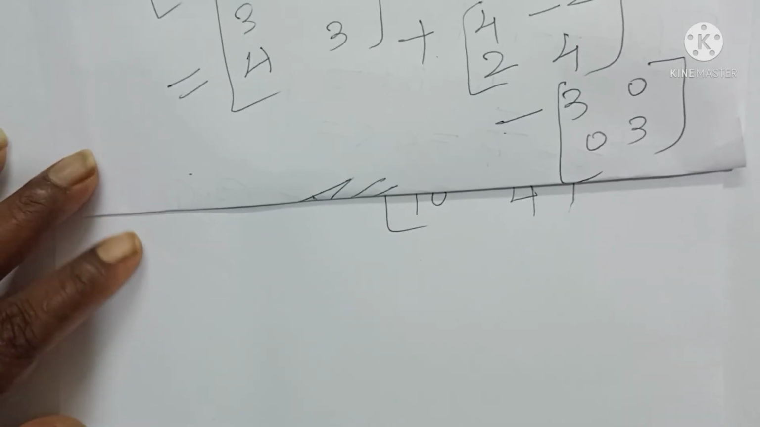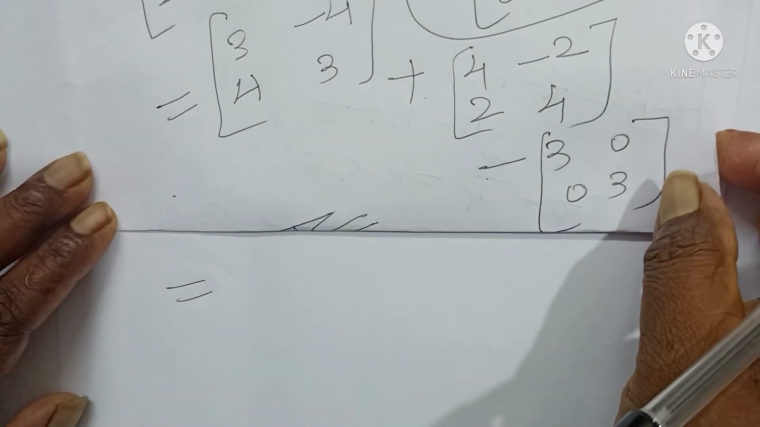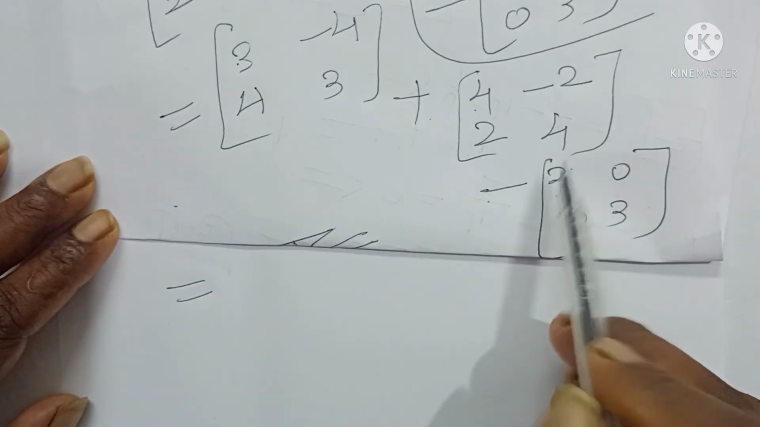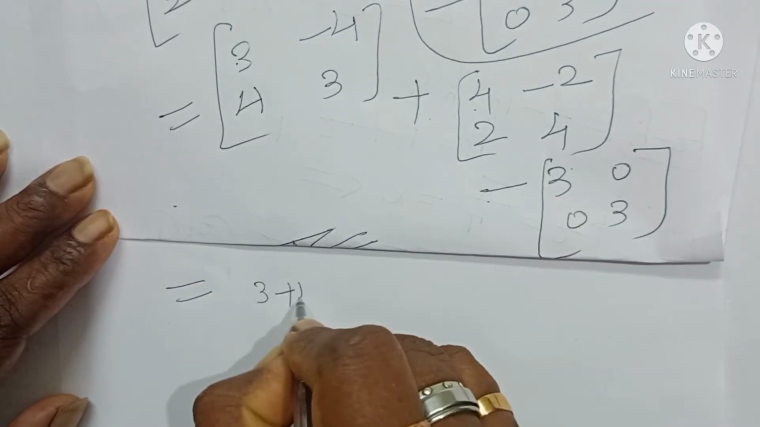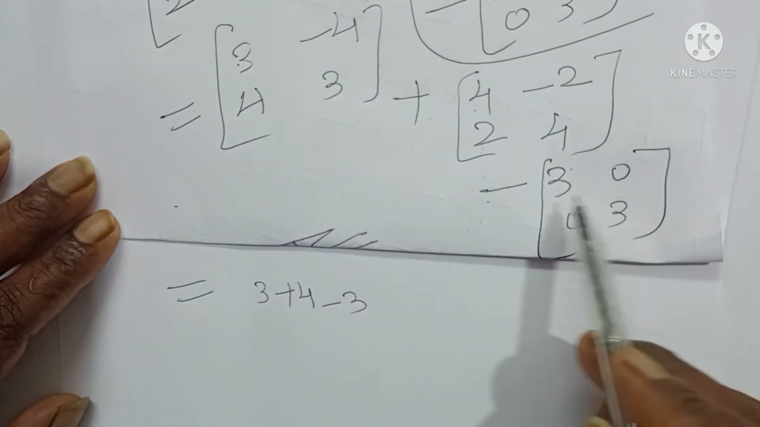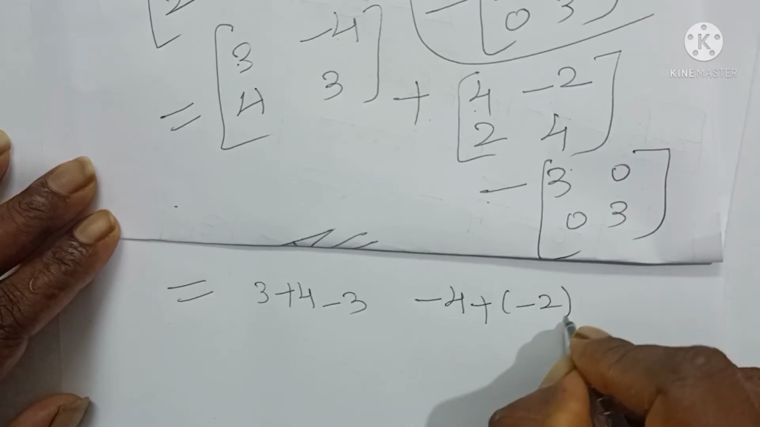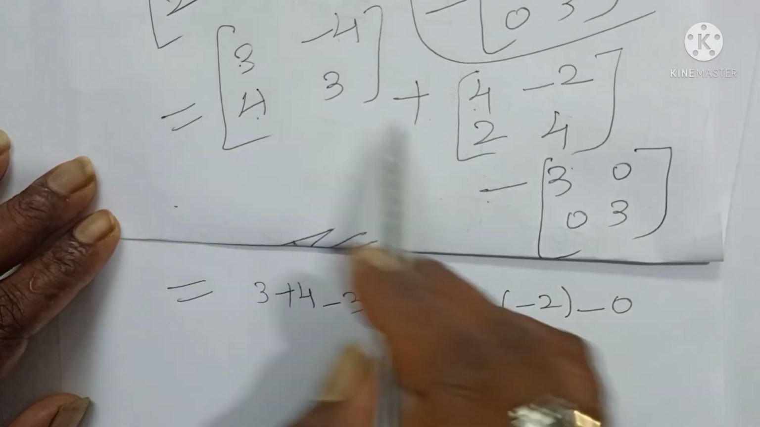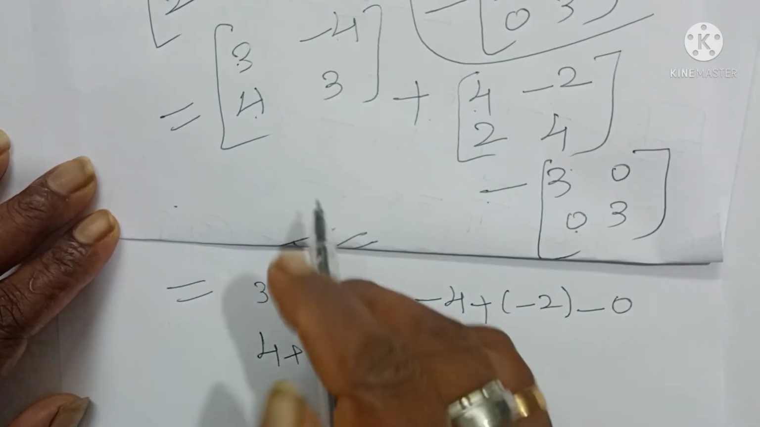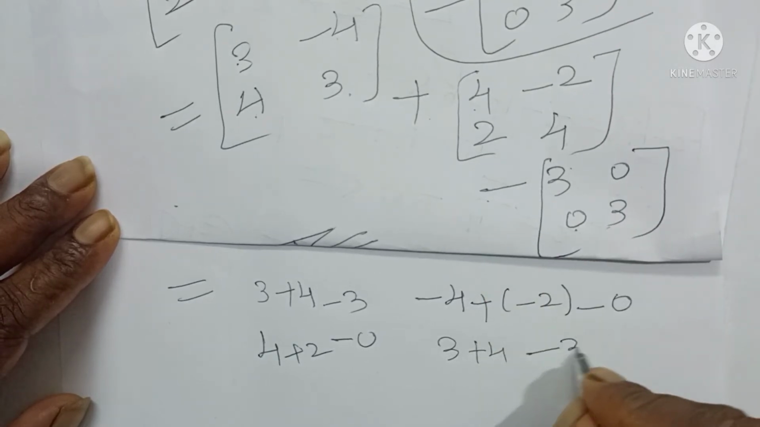How to write here next step? So which is equal to, you have to write corresponding terms. Here 3 plus 4 minus 3, correct. So 3 plus 4 minus 3. Then minus 4 plus minus 2 minus 0. So minus 4 plus minus 2 minus 0. Then 4 plus 2 minus 0. Here 3 plus 4 minus 3.